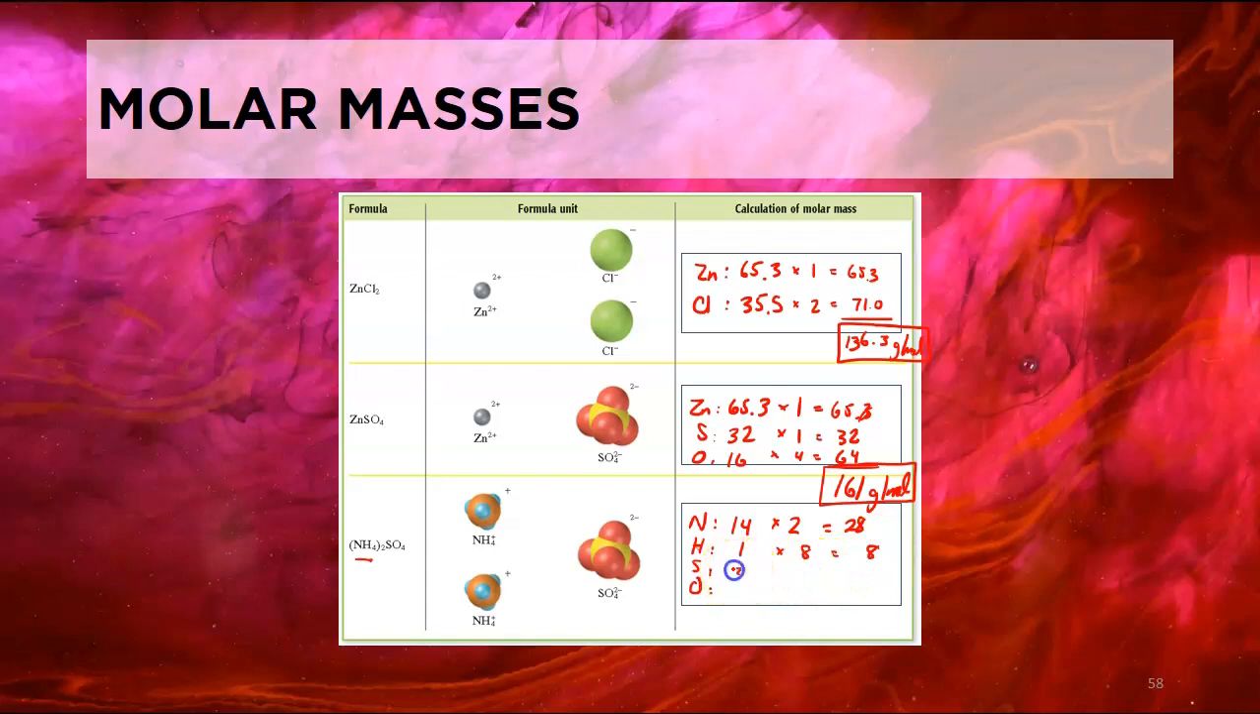Sulfur, we said, was 32, and there's only 1 of them. And then oxygen, there's 4 of them, and they're each 16. So again, that makes 64. So if I take 28 and 32, that gives me 60. Plus 64 is 124, plus 8 is 132 grams per mole.